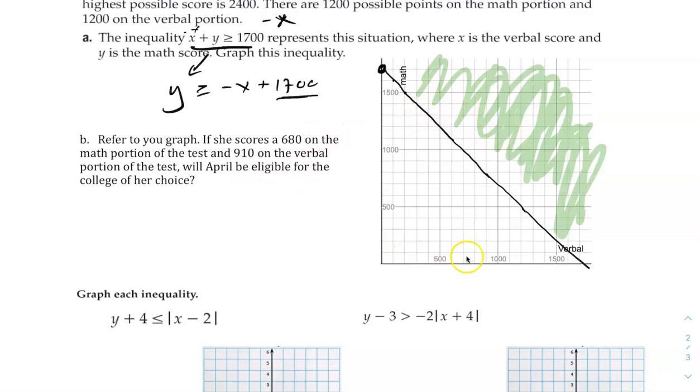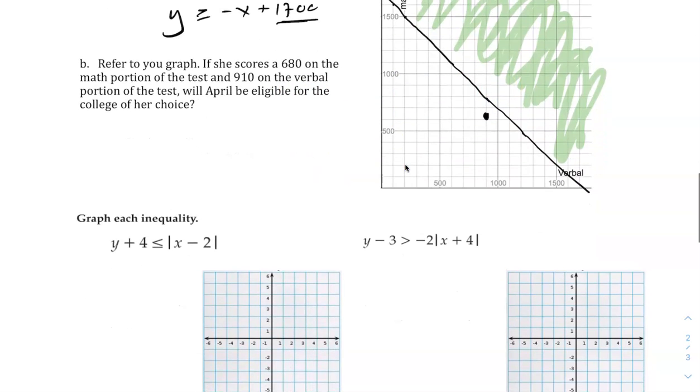But let's go 910 verbal. So here's 900, so down here, and 680, so a little bit before 700. So about here-ish. That's where she'll score. So no, she's not going to be eligible for the college of her choice. She has to get that math score up, or the English score up, I guess.